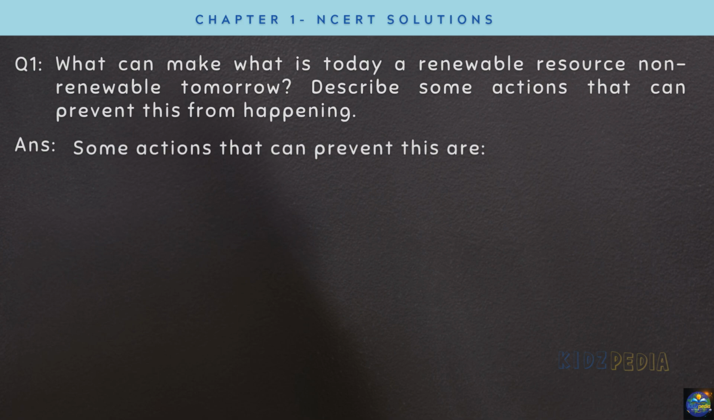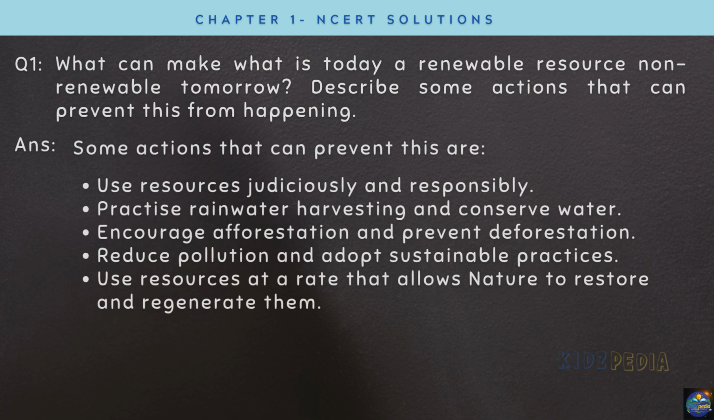Some actions that can prevent this are: use resources judiciously and responsibly, practice rainwater harvesting and conserve water, encourage afforestation and prevent deforestation, reduce pollution, and adopt sustainable practices. Use resources at a rate that allows nature to restore and regenerate them. Thus, careful and sustainable use of resources will ensure their availability for present and future generations.